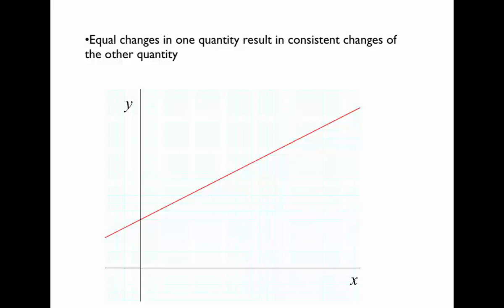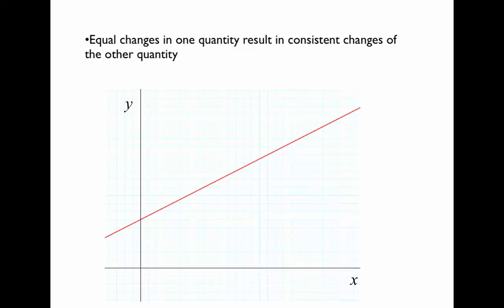So the first one, equal changes in one quantity result in consistent changes of the other. So here's a relationship between X and Y. And when you look at this line, what do you see? You see slope. Many points. That's what I tried to teach you last week.